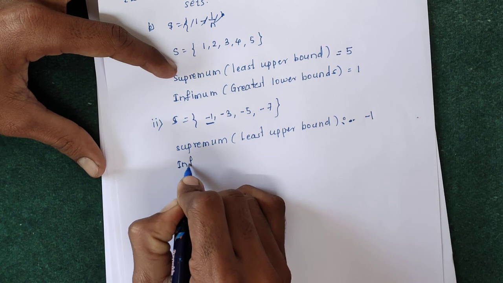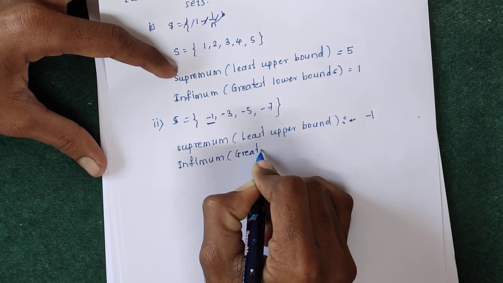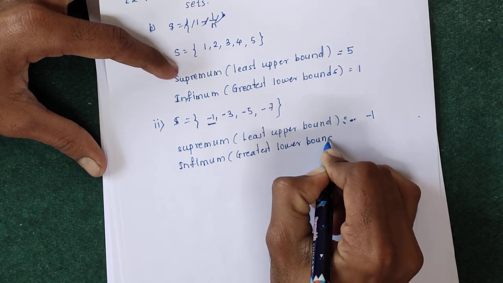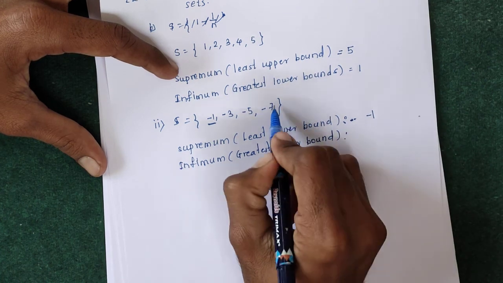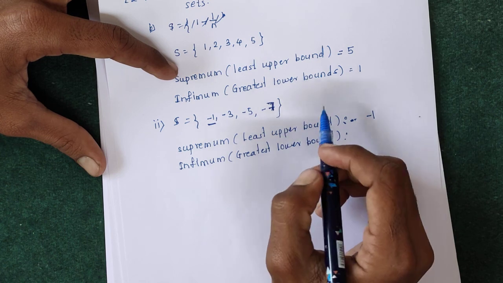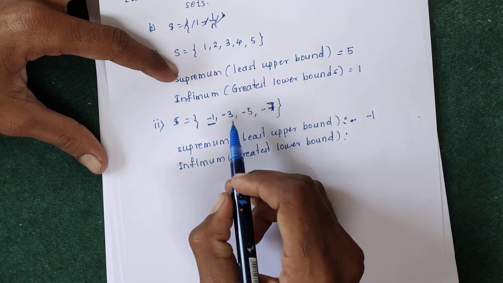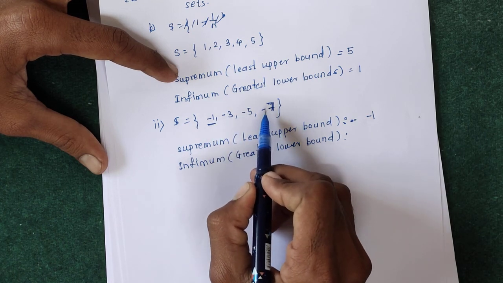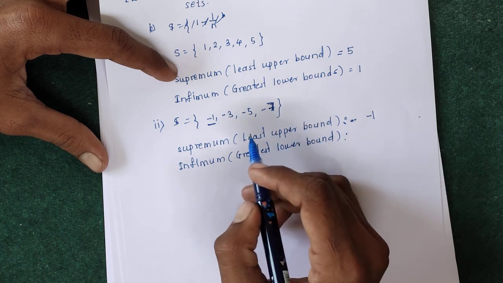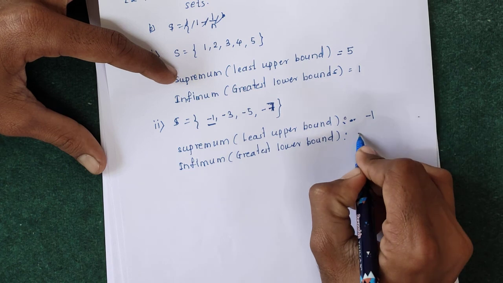Now similarly we will find the infimum, which is the greatest lower bound. First of all we will find the lower bounds. Suppose V is said to be a lower bound if all the elements of this set are greater than or equal to that V. So minus 7, minus 8, minus 9, minus 10, all these are lower bounds, and the greatest among all the lower bounds is minus 7.